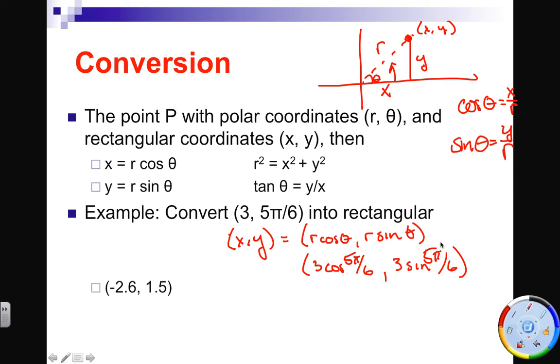And you plug that in your calculator and you should get (-2.6, 1.5), which kind of makes sense because (3, 5π/6) is in quadrant 2, and we get negative and positive in quadrant 2. So these two coordinates are exactly the same thing. One's in polar mode, one's in rectangular mode. And we do have a polar mode in your graphing calculator as well, which we will be using.